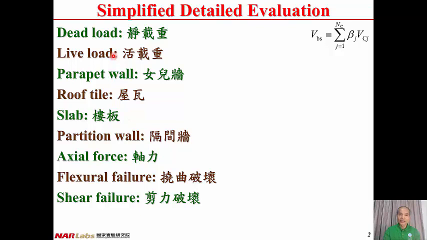From the dead load and live load of the structure, we can calculate the axial force of a column, in Chinese 轴力. After considering the failure modes, including flexural failure mode, in Chinese 挠曲破坏, and shear failure mode, in Chinese 剪力破坏, we pick the minimum one, and then we have the lateral strength of a column line.